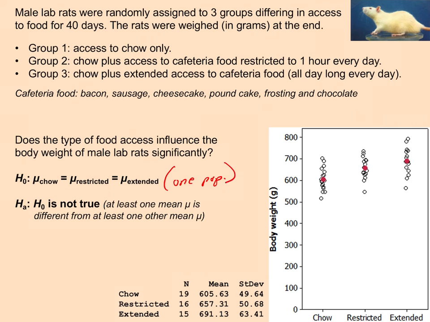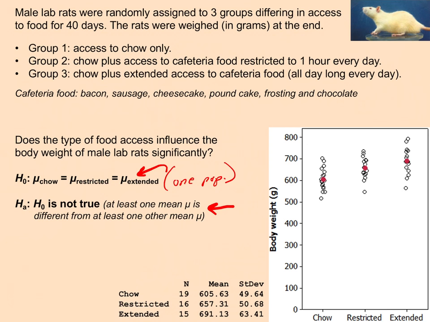If that's true, then there is only one population, right? If the means of all three populations are the same, they are one and the same population. The alternative hypothesis under ANOVA is simply that the null is not true. In other words, at least one population mean is different from all the others. At least one. Could be more, but we don't know for sure.